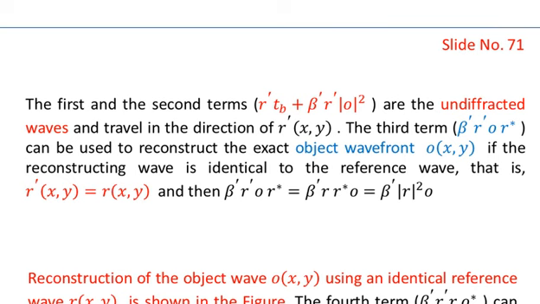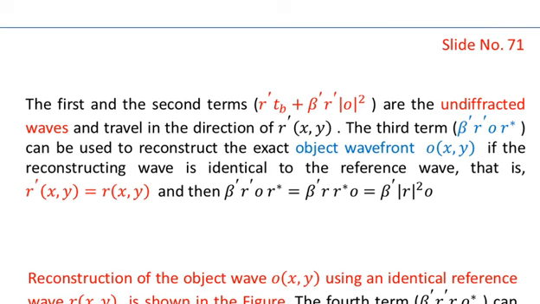Look at this one. Let's set r prime equal to r. Then in the third term we have beta prime, r prime, O and r star. On the right hand side we have replaced r prime by r, so r is multiplied by its complex conjugate, which gives r mod square, and then we have beta prime, r mod square and O.